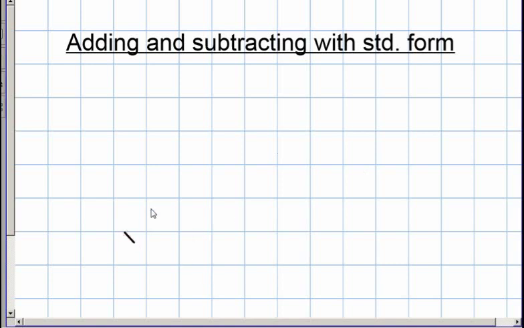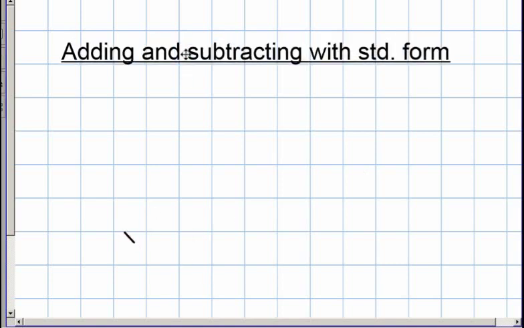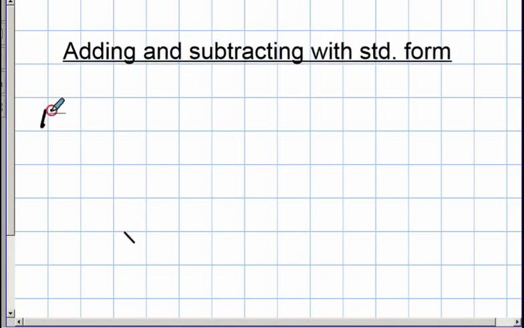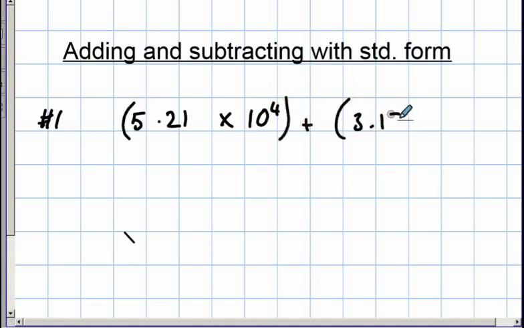Here we go. So adding and subtracting with standard form. Let's look at a couple of cases. Let's look at, firstly, where they have the same power of 10. So if they've both got the same power of 10, it's relatively simple.